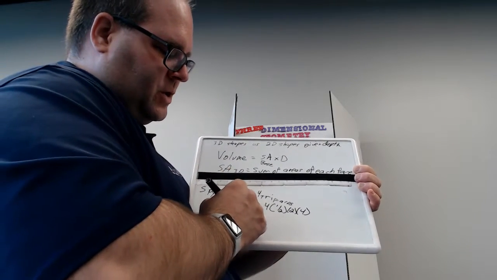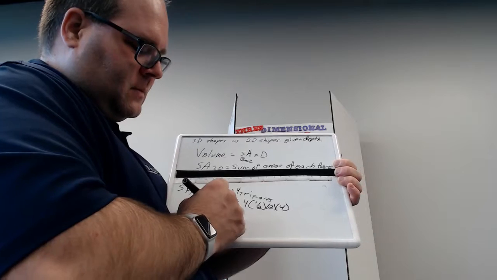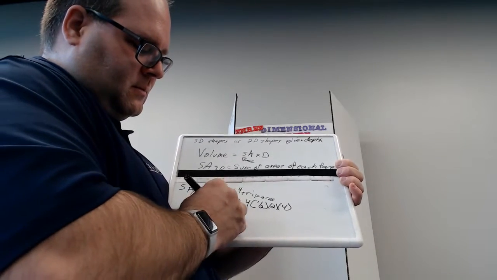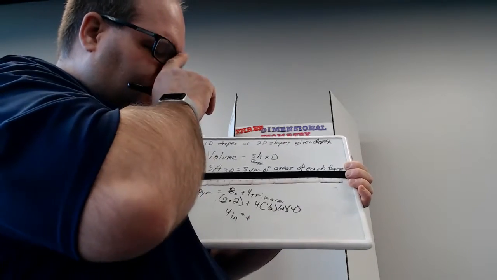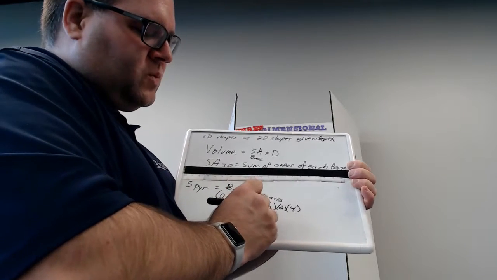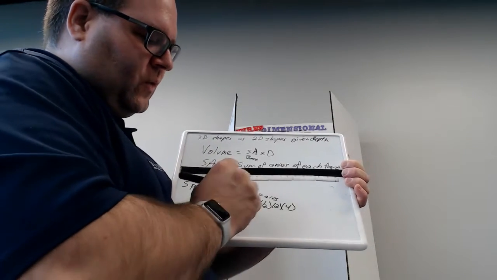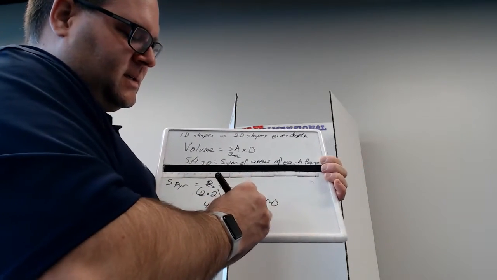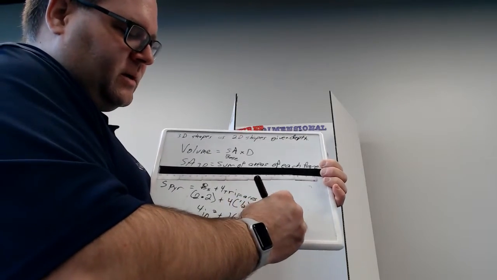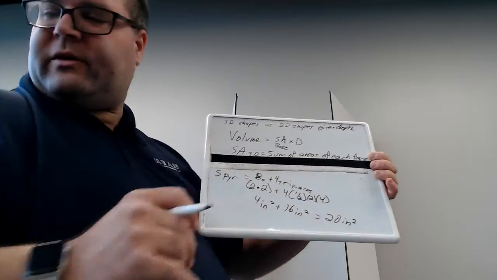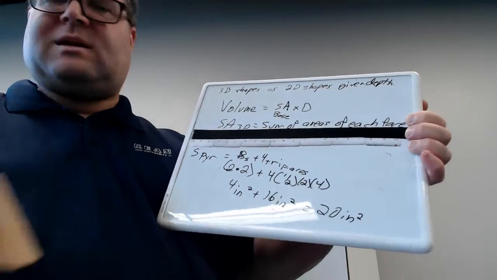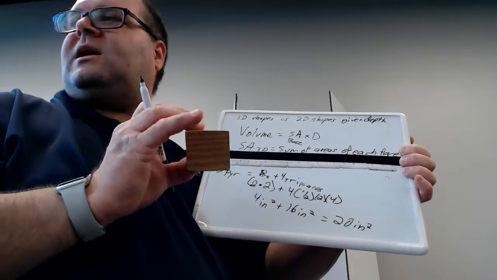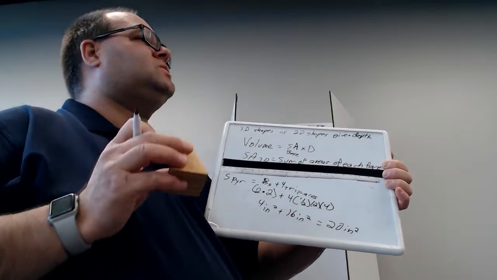2 times 2 is 4 inches squared. 4 times 1/2 is 2 times 2 is 4 times 4 is 16 inches squared, or 20 square inches is the surface area of this square pyramid.